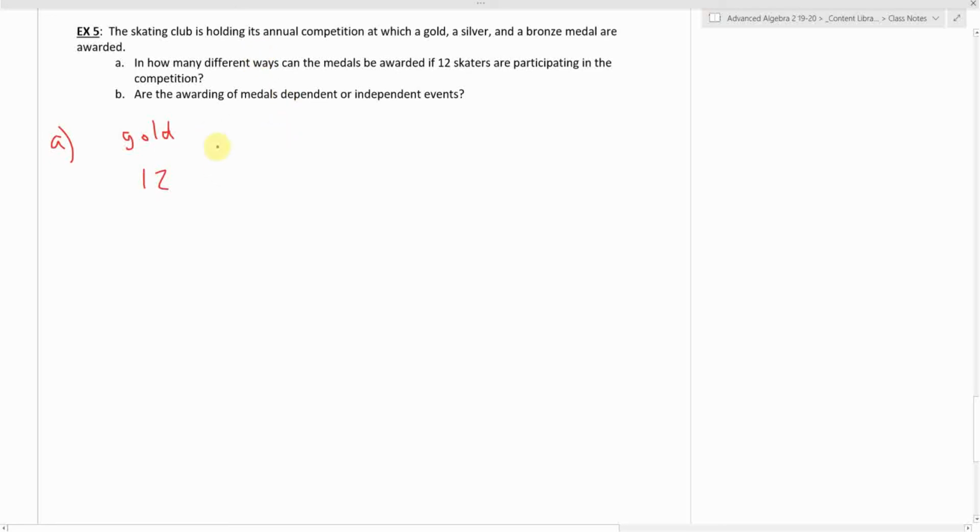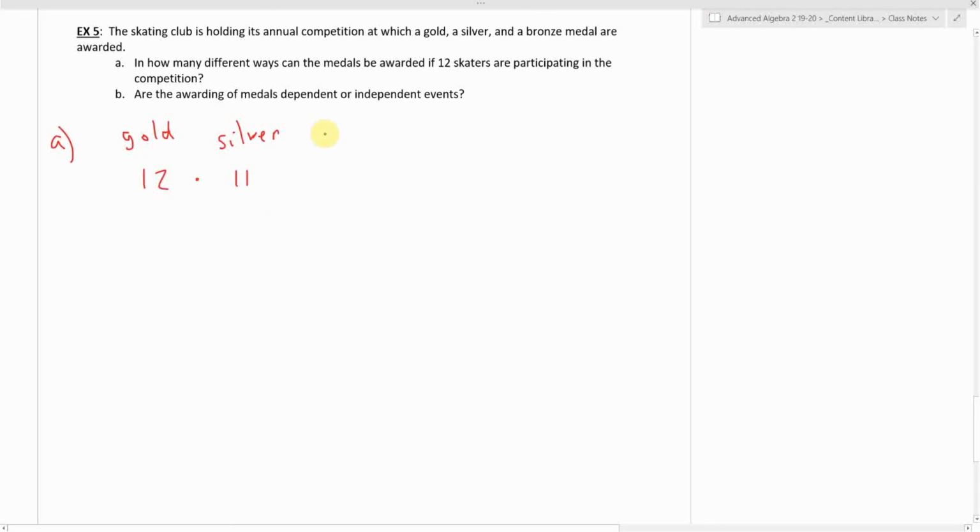But once the first prize is given, then that changes how many people are available to win the silver. Nobody's allowed to win multiple medals. If that's not obvious, you should know. In a competition like this, first, second, third don't go to the same person. They have to go to different people. So once gold has been given out, there's only 11 people left to win the silver.